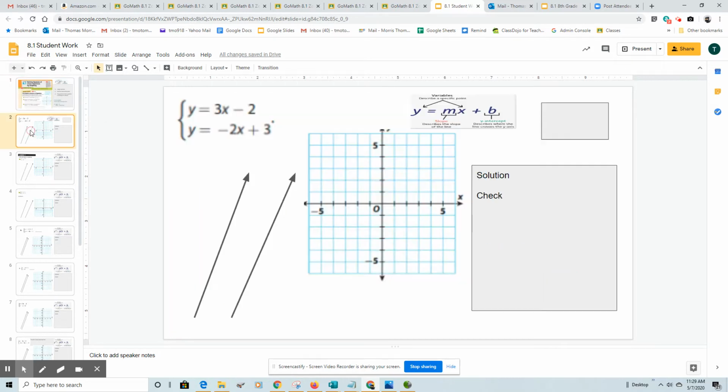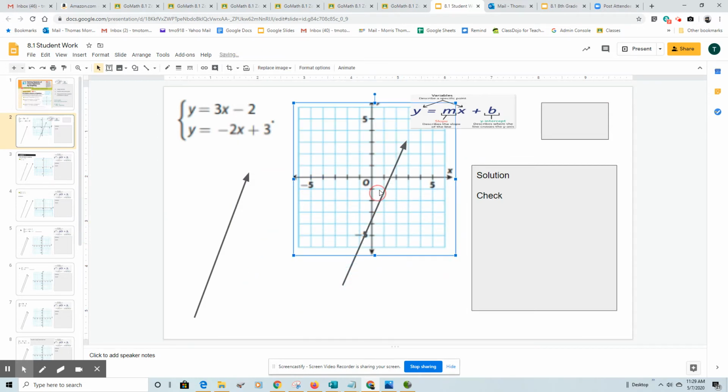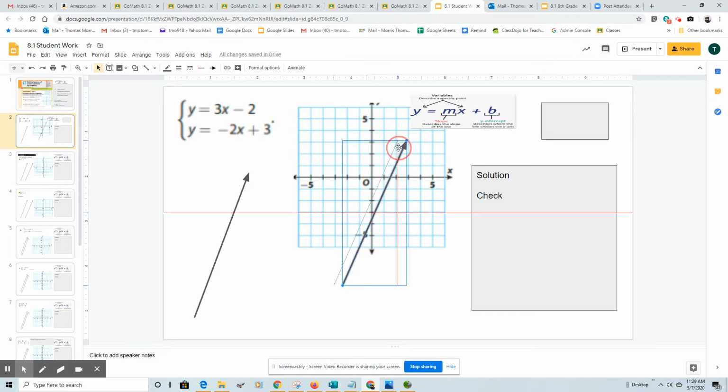All right, so here's the first one. Let's take a look at our first equation. It is 3x minus 2. I'm going to use this formula. The y-intercept for that one is minus 2. So I'm going to take my line and move it to minus 2, which is on the y-axis. Now it's going through there.